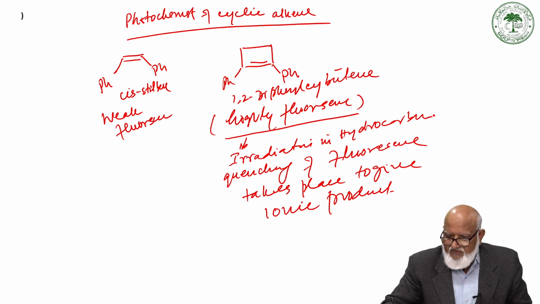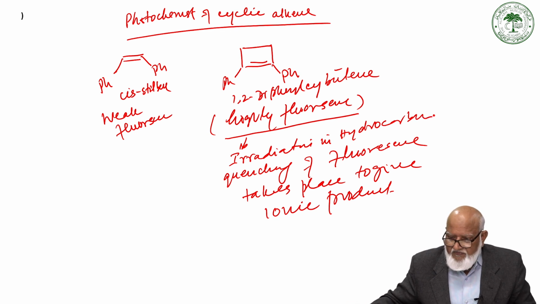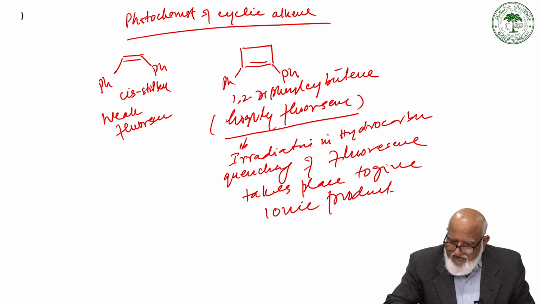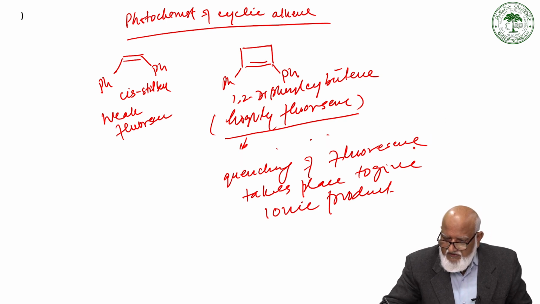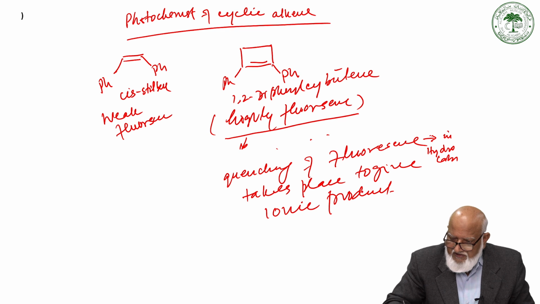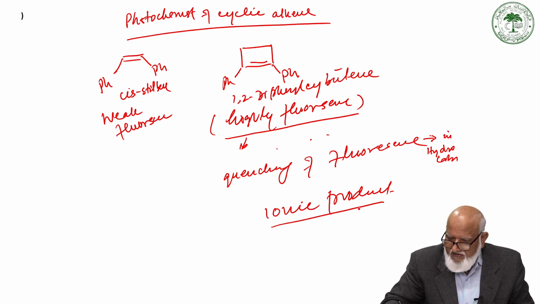Quenching of fluorescence takes place to give the anionic product. So, upon irradiation, quenching of fluorescence takes place in hydrocarbon, and it gives ionic product in protic solvent.